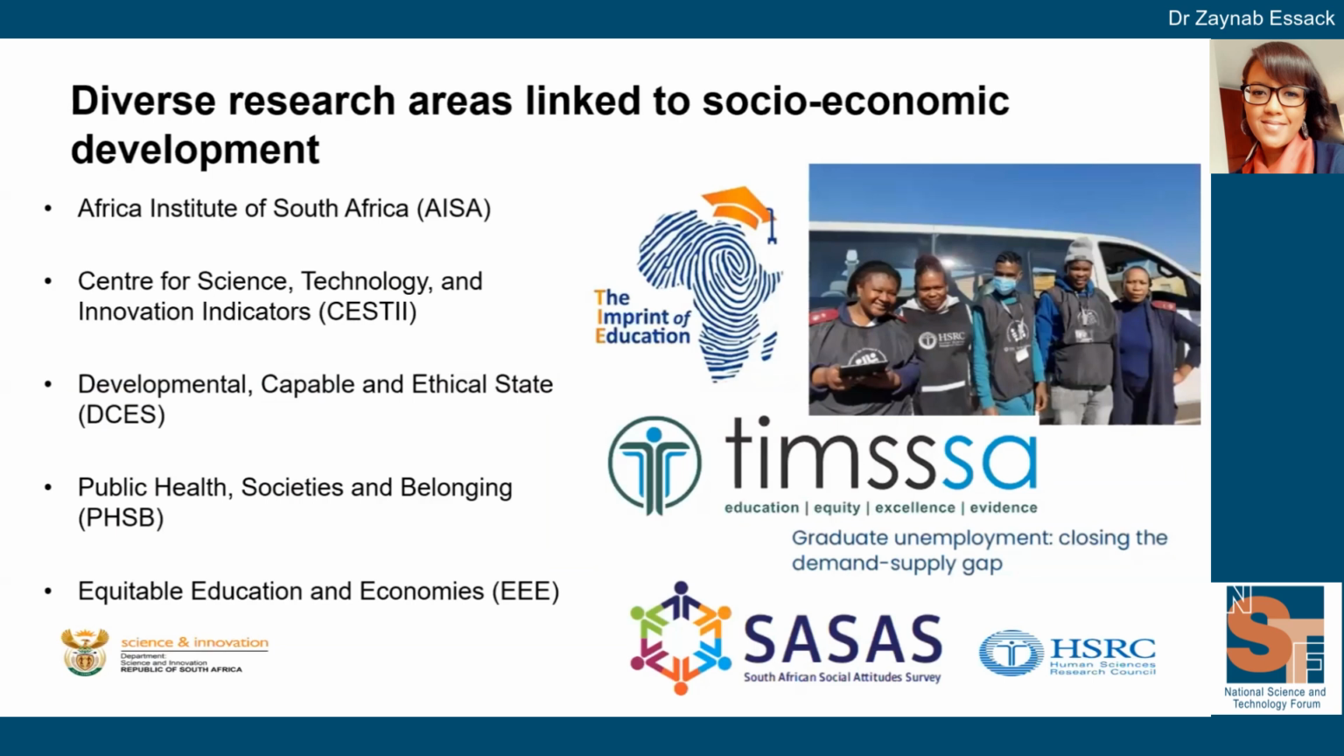So from what I've mentioned before, not only is our human resources diverse in their lenses and in their backgrounds, but within the HSRC, we have multiple units, centers, and divisions, each foregrounding different aspects of social science, but with the underlying aims to address those three barriers of poverty, inequality, and unemployment.